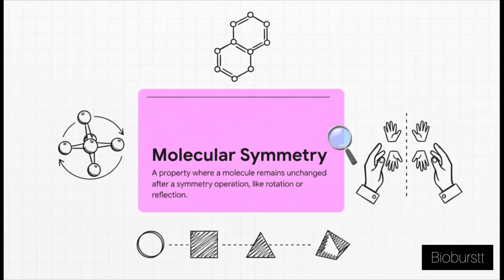At its heart, it's a pretty simple idea. We say a molecule has symmetry if you can do something to it, like spin it on its axis or hold it up to a mirror, and when you're done, it looks exactly like it did when you started. It's completely unchanged, or, as a chemist would say, it's indistinguishable.